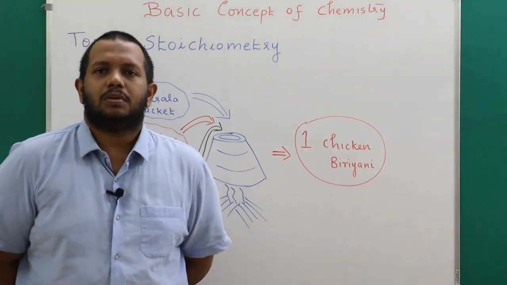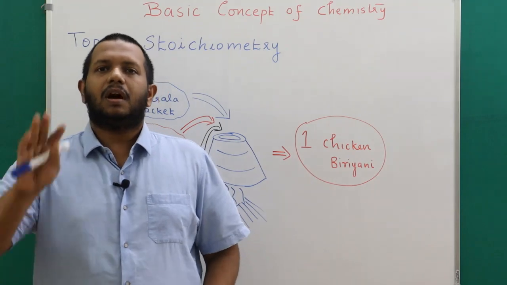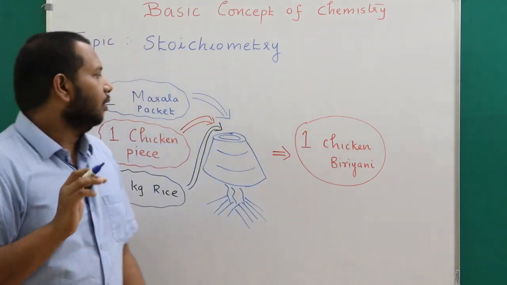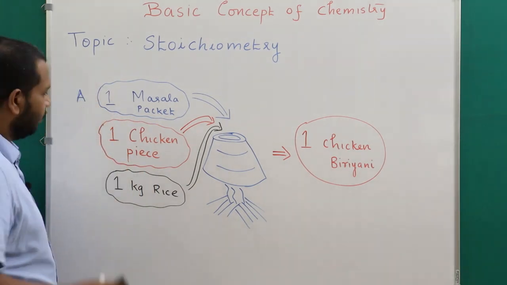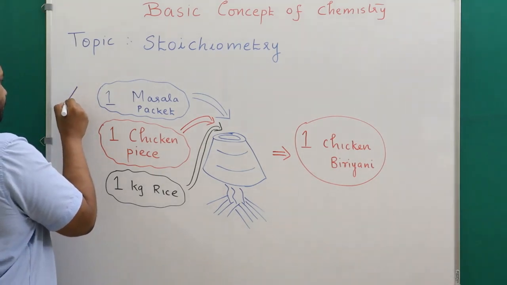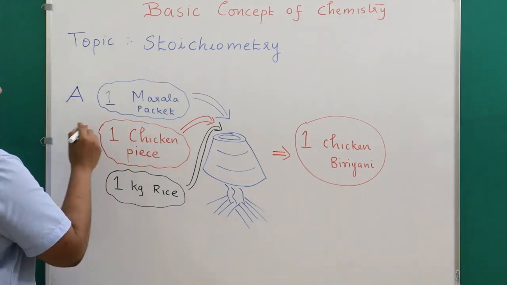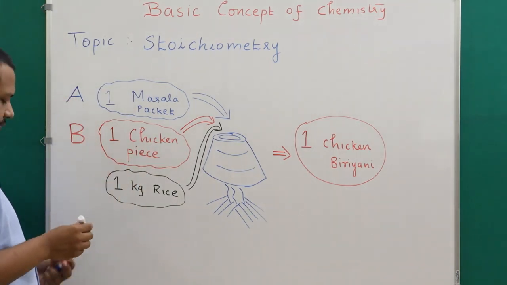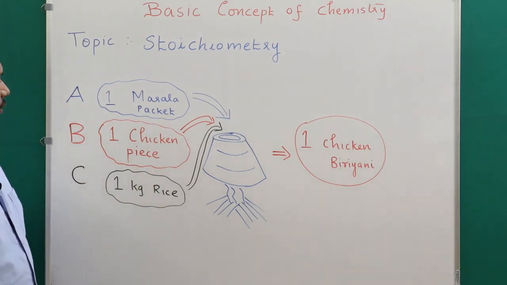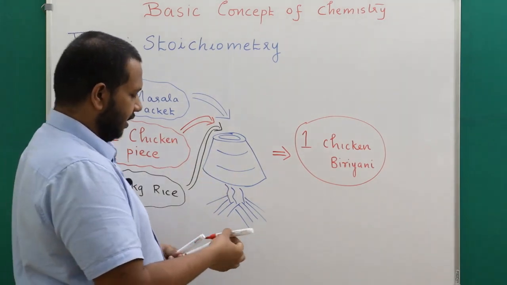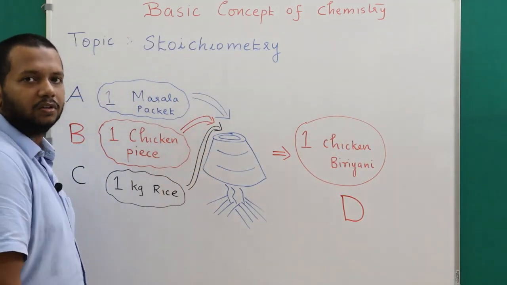Now I am asking you, you can compare this situation with a chemical reaction. How are you going to compare that? Let me tell. So here I am taking this masala packet as A. And I am going to assume this chicken piece as B. Then I am going to assume this 1 kg rice as C. And I am taking this chicken biryani as D. Hope you understood the denotations.